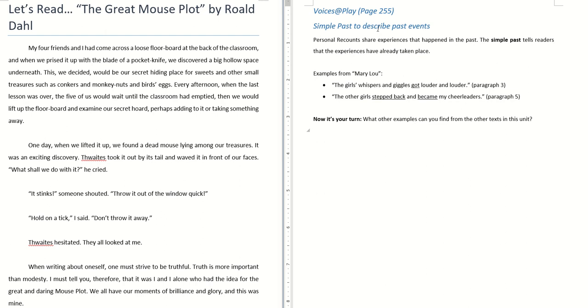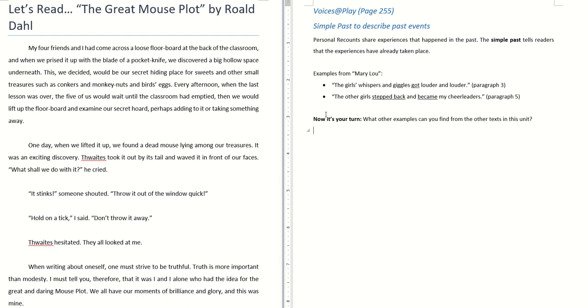So simple past is to describe past events. Personal recounts share experiences that have happened in the past, and simple past tells readers that the experience has already taken place. When we read Mary Lou earlier, did you notice the simple past in this passage? Some of the examples include: the girl's whispers and giggles got louder and louder. Another example of the simple past is: the other girls stepped back and became my cheerleaders.